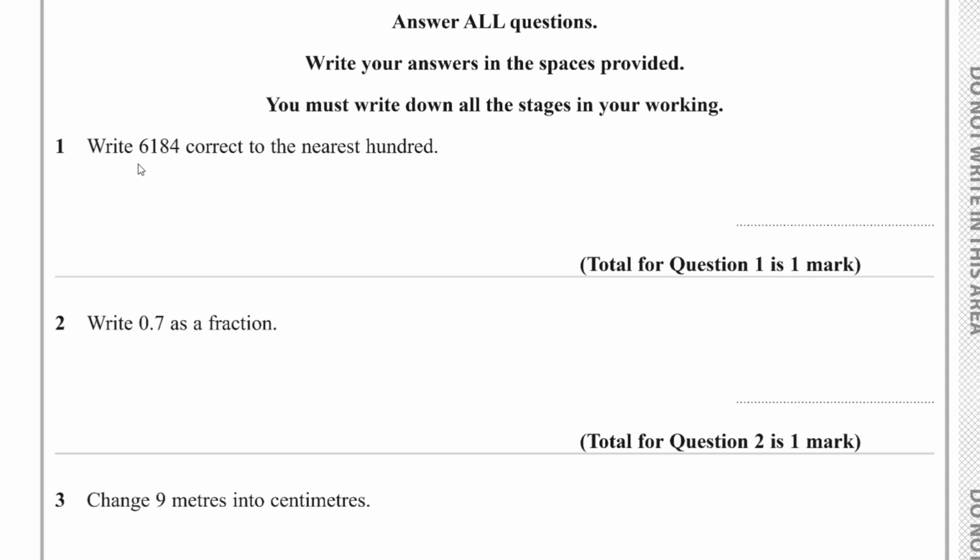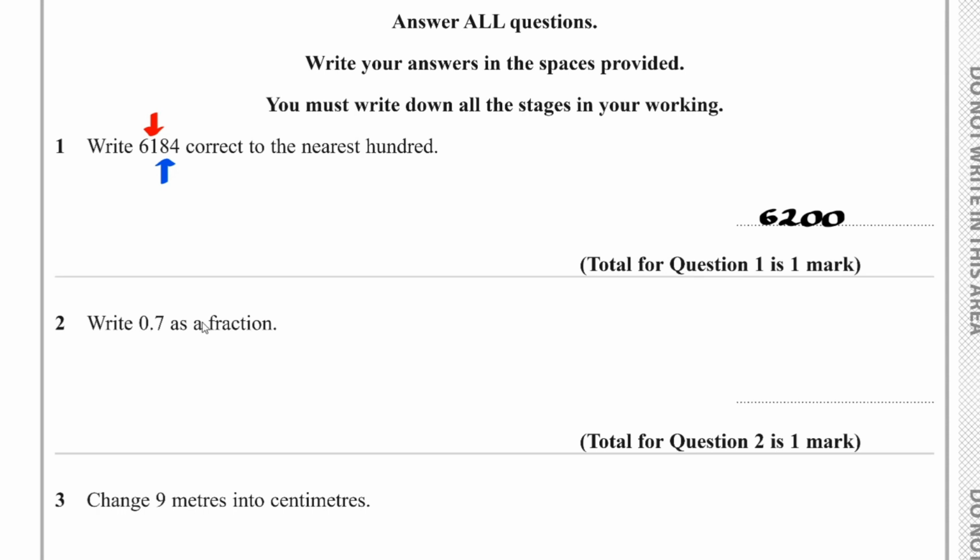Question number 1. We have to write 6,184 correct to the nearest 100. Well, if we take a look at the tens column, where we've got this 8, this is 5 or greater, so we need to move this 1 in the hundreds column up to the next digit, leaving us with 6,200.